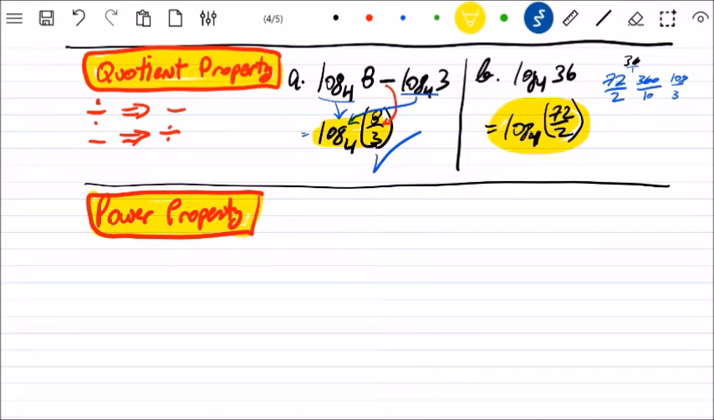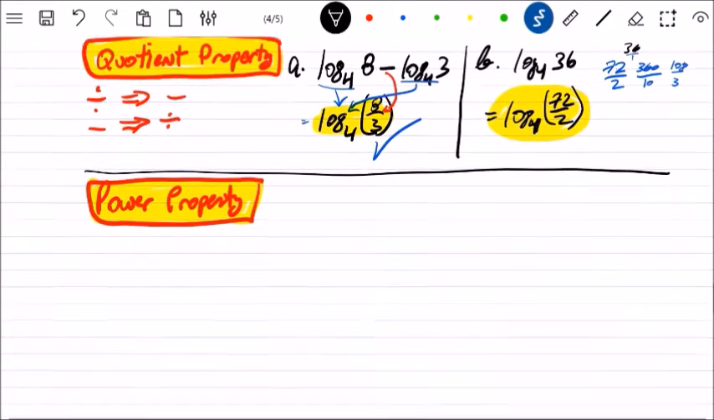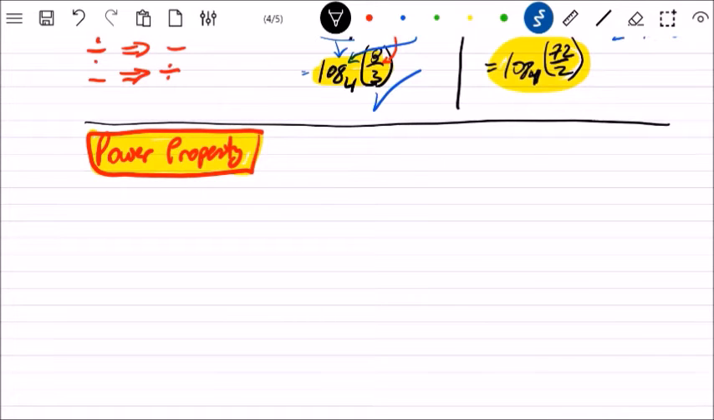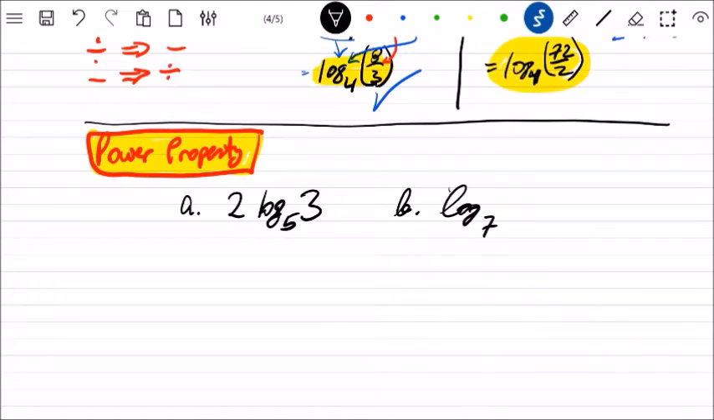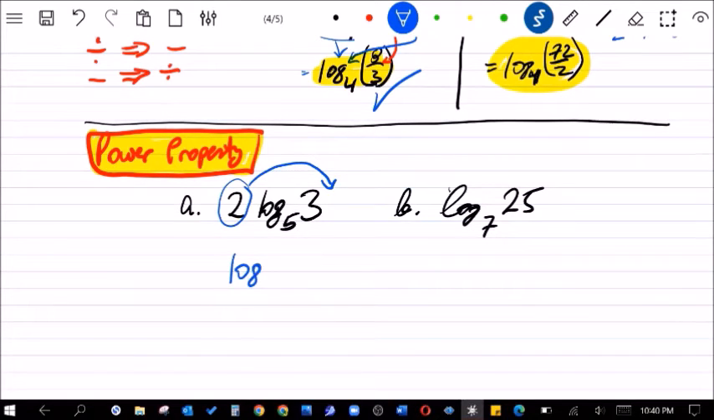Now, let's do two ways of showing the power property. And you'll see what happens with it. A, 2 log base 5 of, say, the number 3. And then here, for B, we're going to do log base 7 of 25. So I'm going to take the coefficient that's in front and put it to the power. This becomes the power. That's going to be log base 5 of 3 squared, which is log base 5 of the number 9.